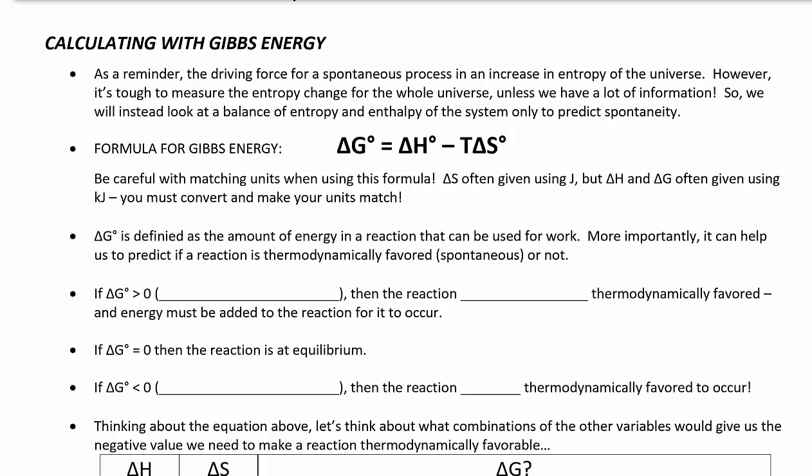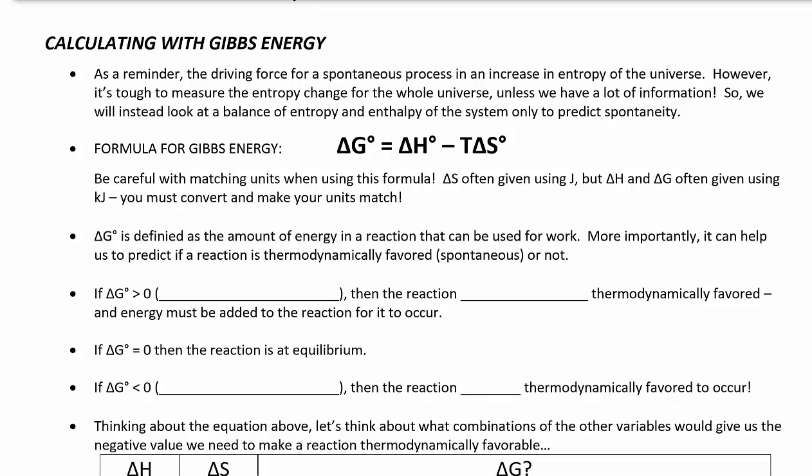So we've spoken about enthalpy, we've spoken about entropy, and now we're going to calculate with Gibbs free energy. Remember, the driving force for a spontaneous process is an increase in entropy of the universe, but we can't measure that entropy of the universe, the whole thing, unless we have a lot of information. So instead, we are going to look at the balance of entropy and enthalpy in the system to only predict spontaneity for that system. And we do that with Gibbs free energy.